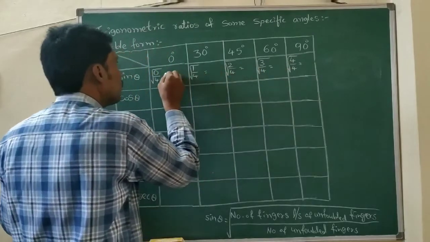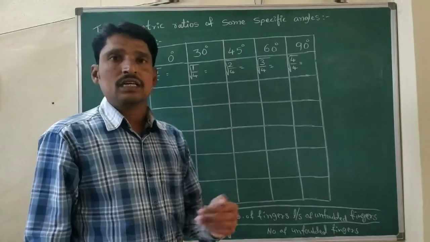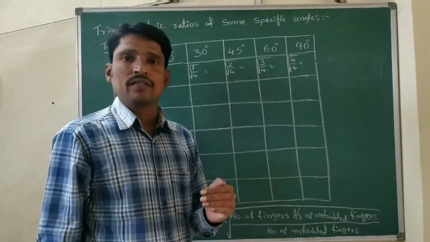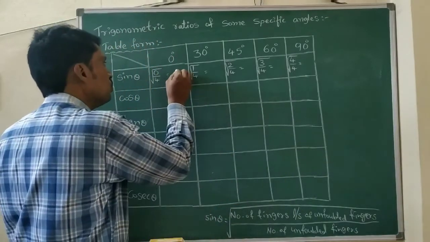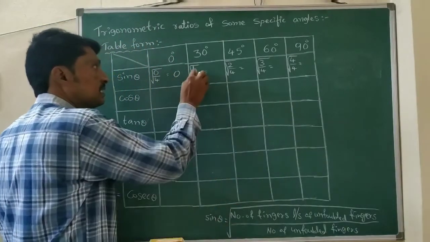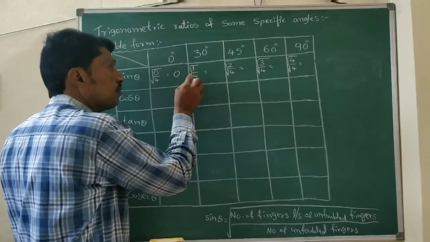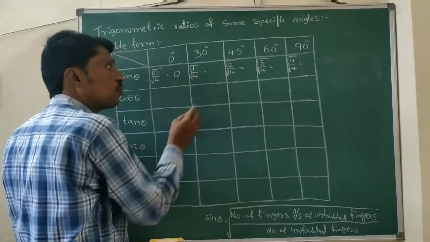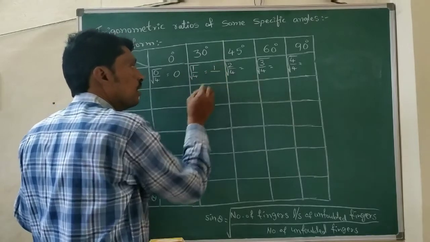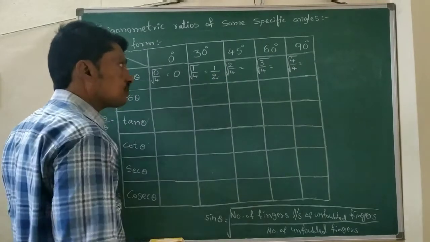So here 0 by something, what do we get? 0 only. So 0 by 4 is 0, and root 0 is 0. Next, 1 by 4 under root means root 1 by root 4. Root 1 value is 1, and root 4 value is 2. That is 1 by 2.